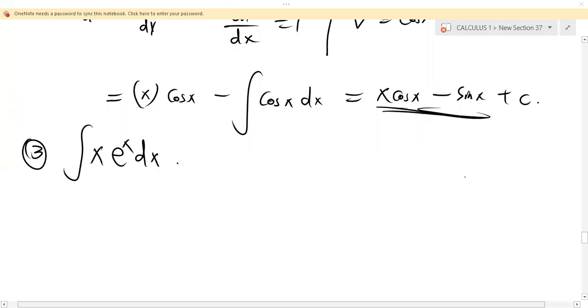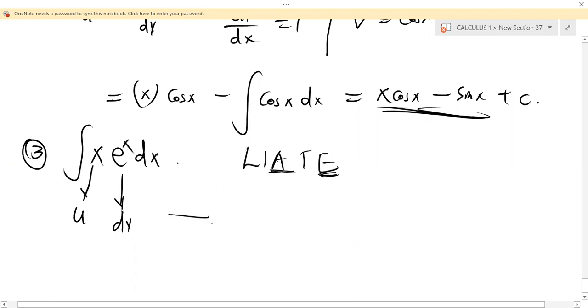So for this next example, this is how it's supposed to go. You're supposed to figure out which one is your u and which one is your dv. So using LIATE, as we can see, we have an algebraic function and an exponential function. So obviously algebraic comes before exponential. So you will let your first function be u, and then the next function be dv.